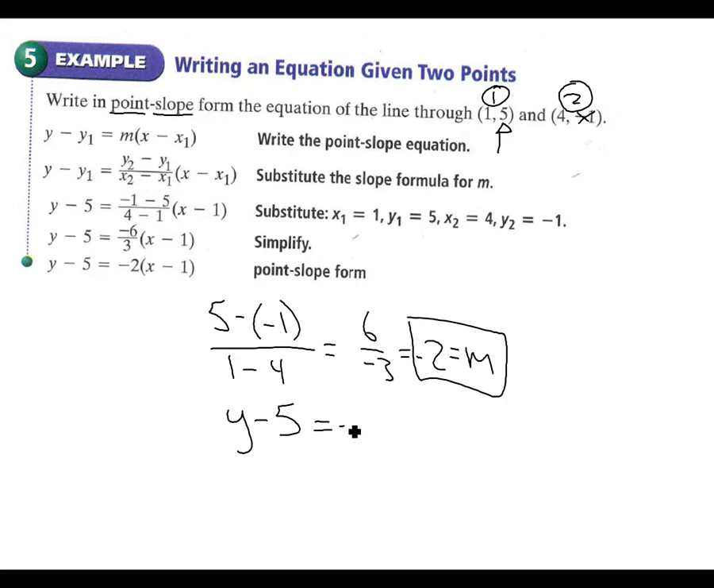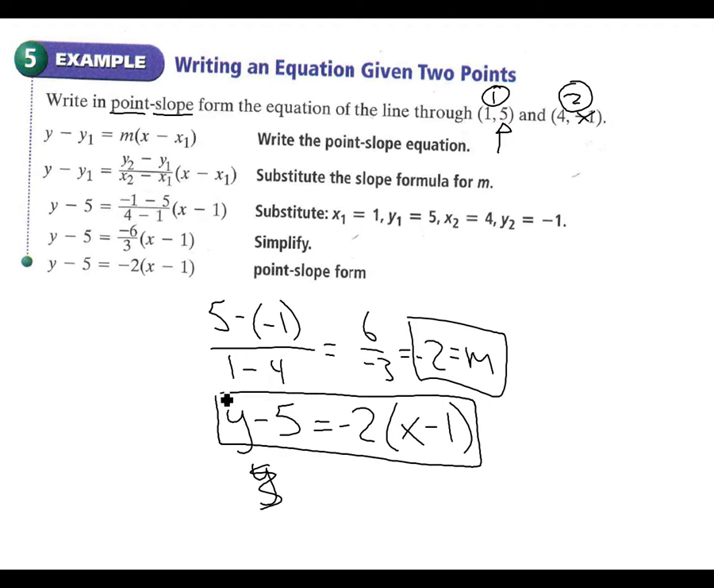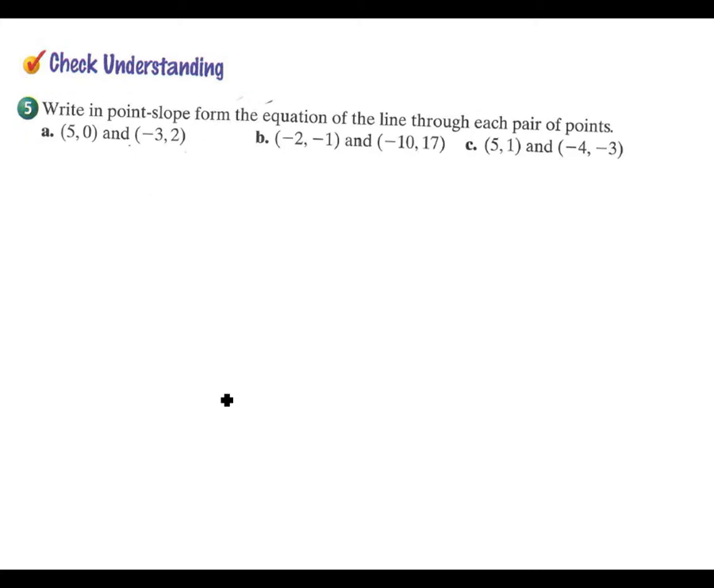So y minus 5 equals negative 2, x minus 1. And we'll figure this out here. And that's it actually, because they said write it in point slope form. And that is point slope form. Don't have to move it around at all. So we are done. See if you can do those steps for A, B, and C on problem 5.